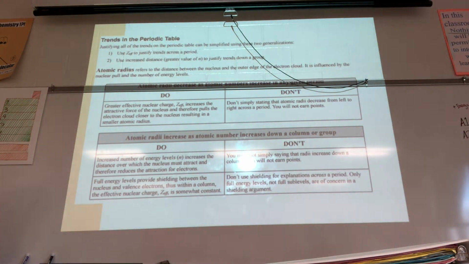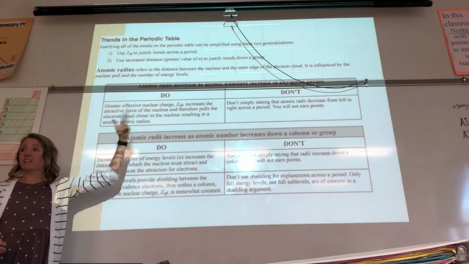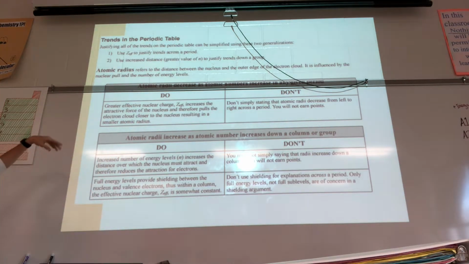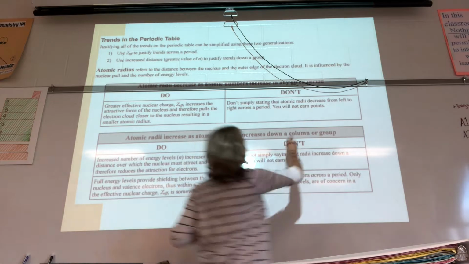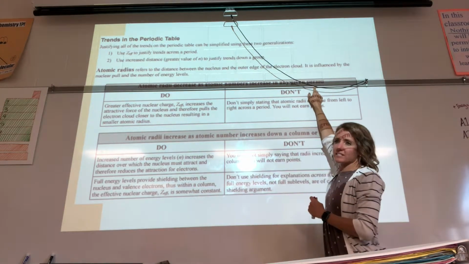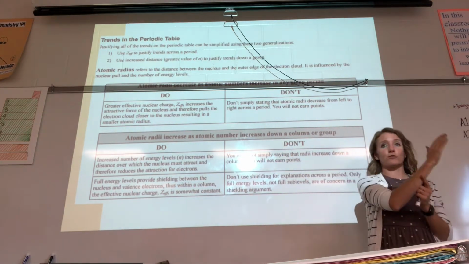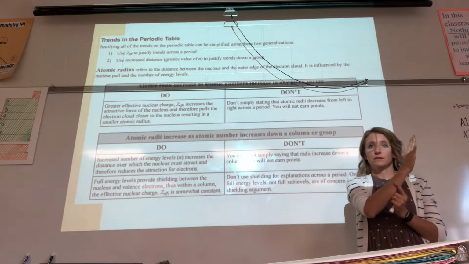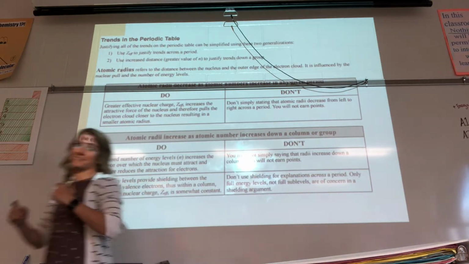Rate of effective nuclear charge, Zeff, increases the effective force of the nucleus, and therefore pulls the electron cloud closer to the nucleus, resulting in a smaller atomic radius. Perfect. So that is a good justification of why they get smaller. A period, by the way, means a row. So this is saying why they get smaller going across a row. Okay, now read what you shouldn't write as a justification.